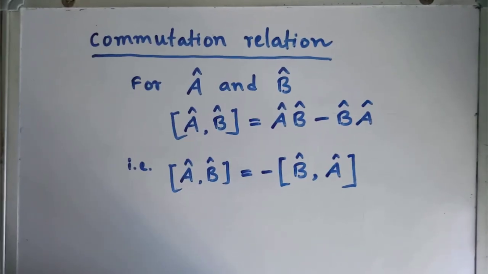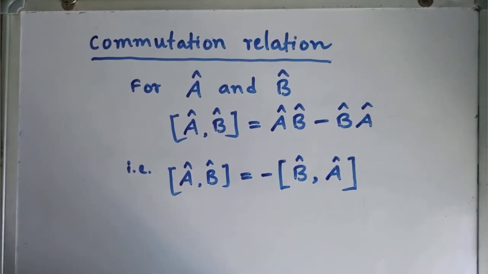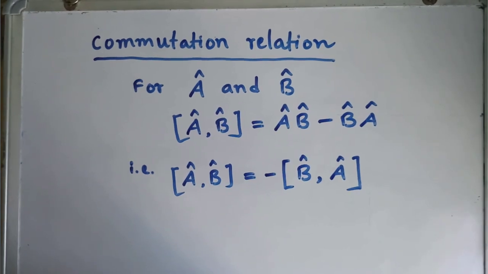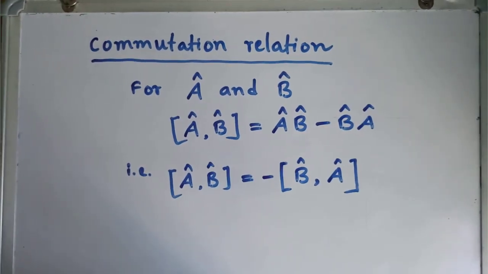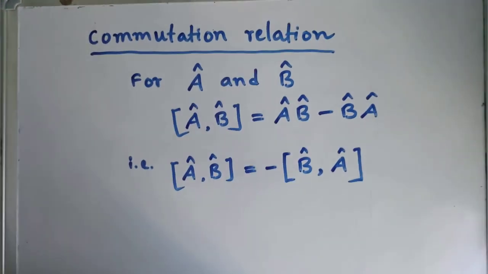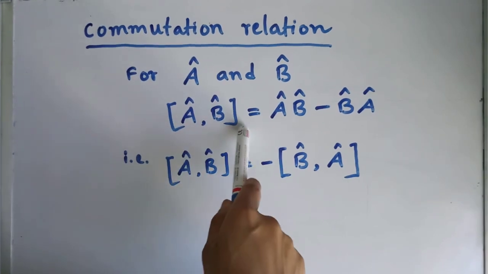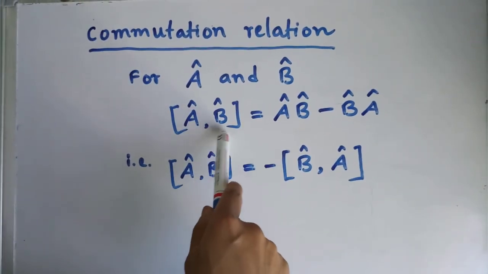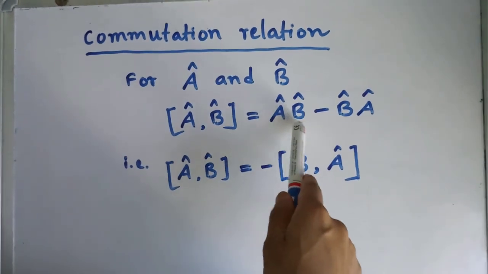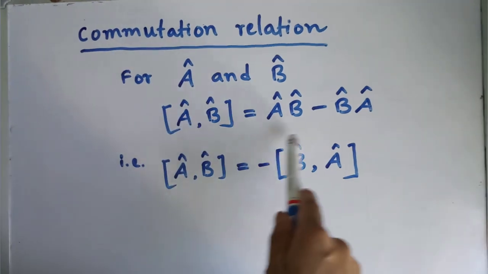A very important thing which we have to learn in case of operators is the commutation relation. I have taken here two operators, A cap and B cap, and for A cap and B cap we can write the commutation relation within the square bracket as [A cap, B cap] equals A cap B cap minus B cap A cap. So this is the commutation relation.